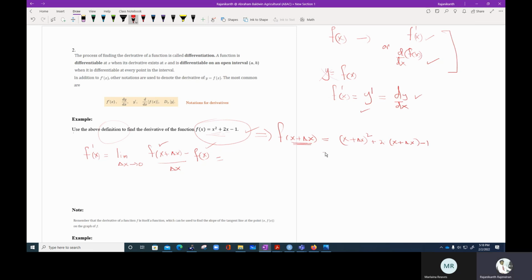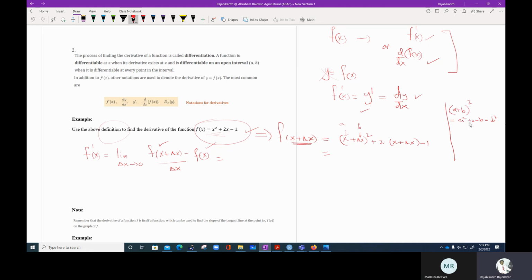Now you have to simplify this. Remember you learned in school, how do you expand x plus delta x whole thing squared? For that, remember the formula you learned in high school. Any number a plus b whole thing squared is given by a squared plus 2ab plus b squared, right? I'm using this expansion formula. Here a is x, you could think of x as a, and you could think of delta x as b.